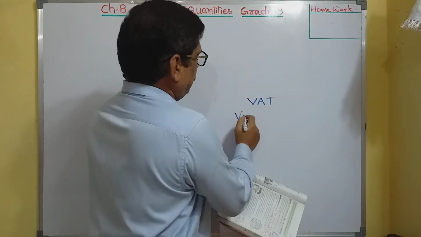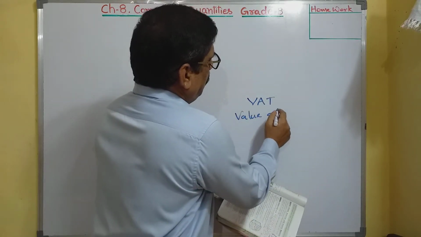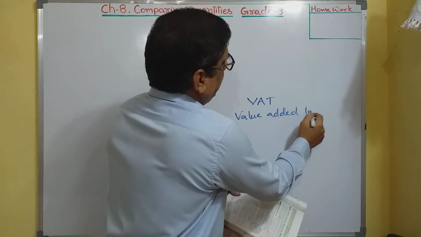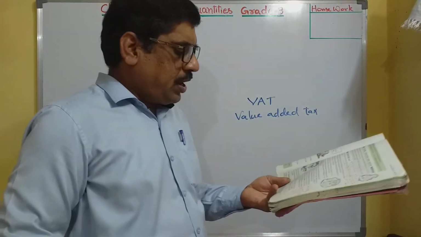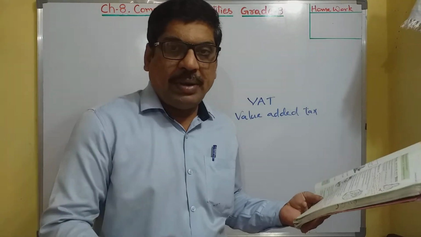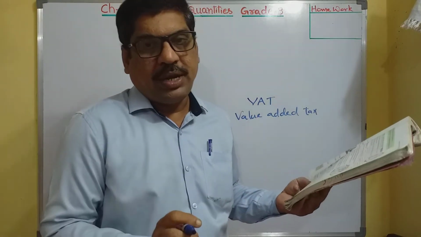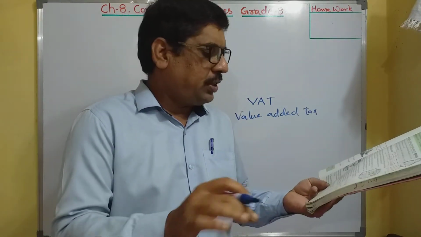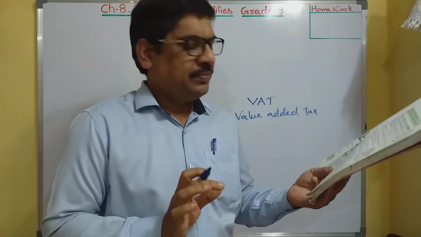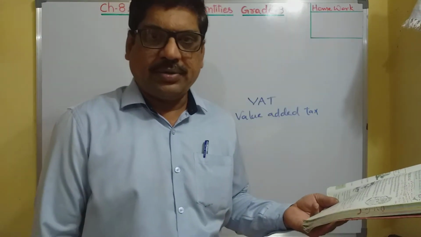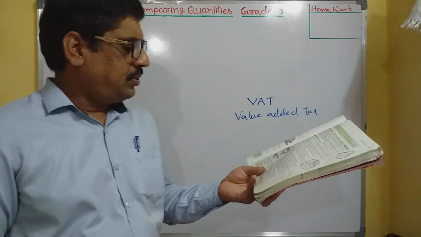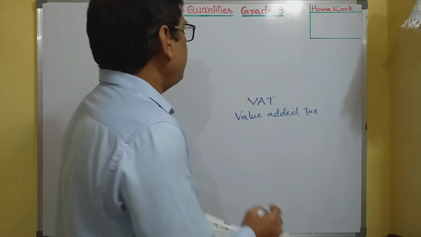VAT means value added tax. Whenever we buy something, there will be tax. We need to pay the extra money for that along with the price of the article. So that is called VAT, value added tax, and that is 8%.